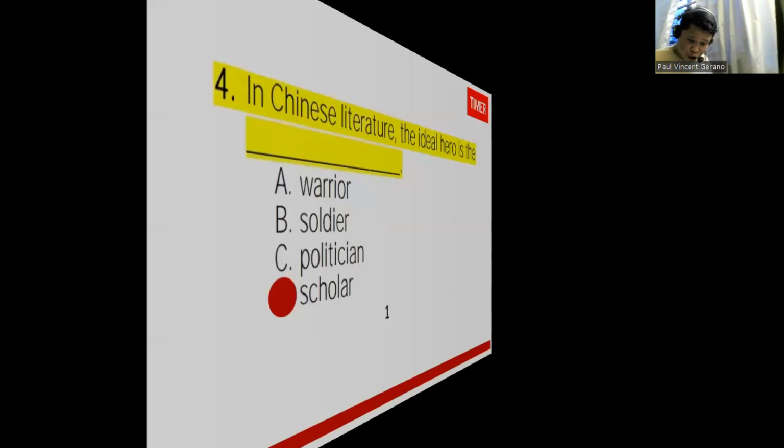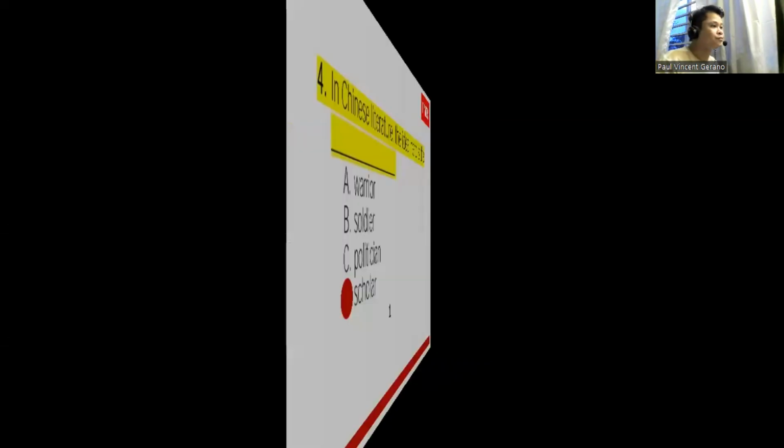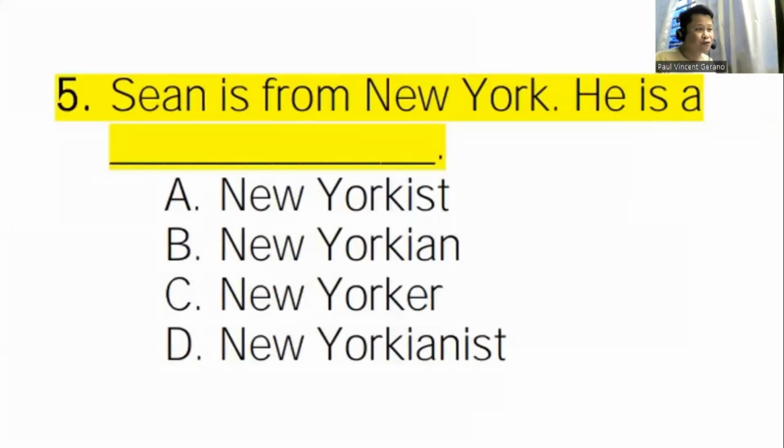Now let's go to question number 5. Sean is from New York. He is A, New Yorkist, B, New Yorkian, C, New Yorker, D, New Yorkianist. Again, Sean is from New York. He is A, New Yorkist, B, New Yorkian, C, New Yorker, D, New Yorkianist. I'll give you time to write your answer in the chat box.